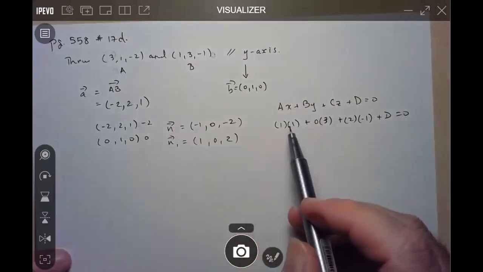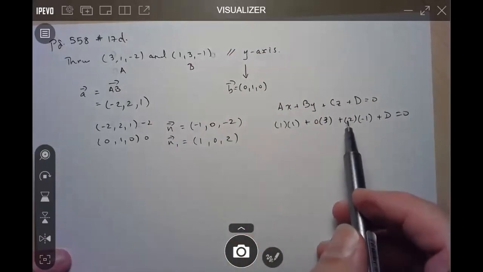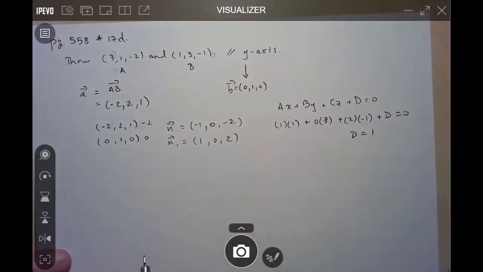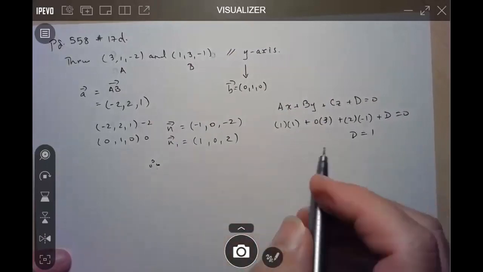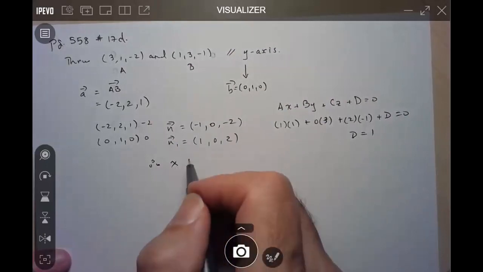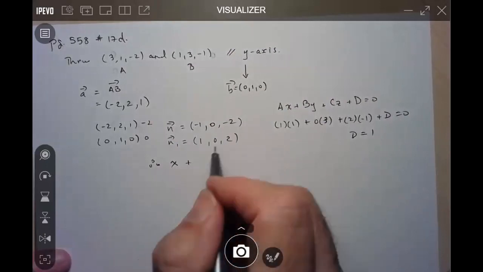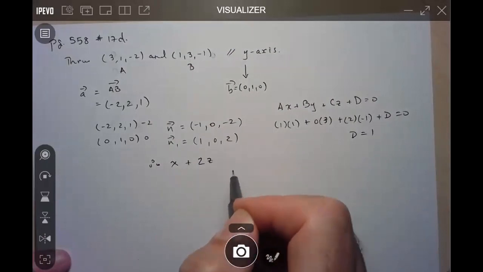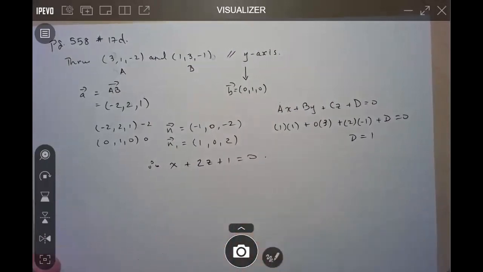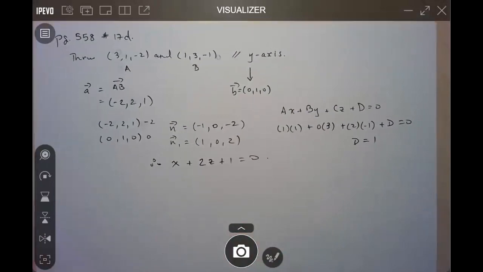So what do we have? 1 minus 2 is -1. Bring that to the other side, D is equal to 1. So my final answer is 1 times x plus 0 times y plus 2 times z plus 1 is equal to 0. And there's the equation of my plane.